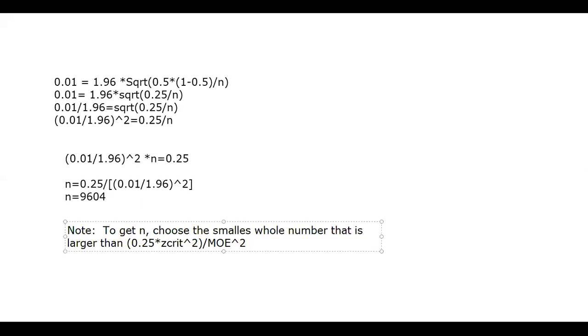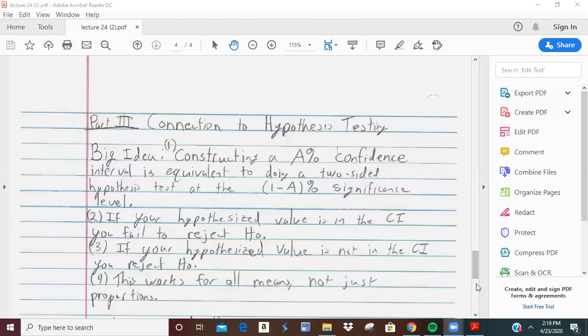Anytime you construct a confidence interval, it's really the same thing as doing a two-sided hypothesis test. So constructing a confidence interval is equivalent to doing a two-sided hypothesis test at the 1 minus alpha significance level. So a 95% confidence interval is equivalent to doing a 5% significance test for your hypothesis test.